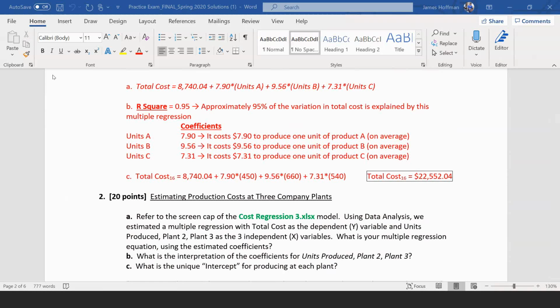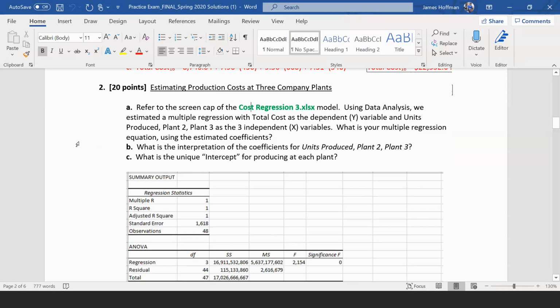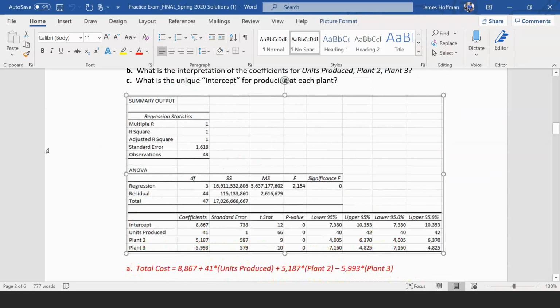All right, let's go on to the second one, number 2. Okay, so now we have the 3 different plants, and this is from cost regression 3. And so let's look at the screen caps for that. This one you only need the summary output for this one.